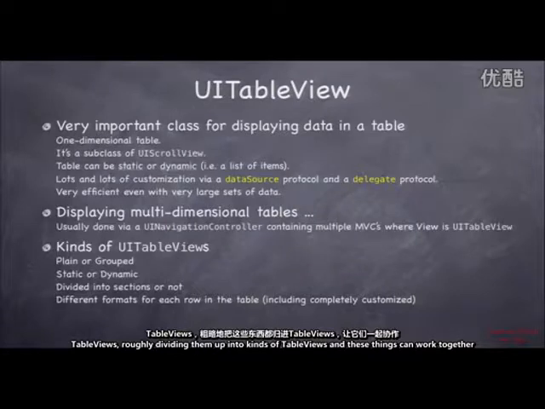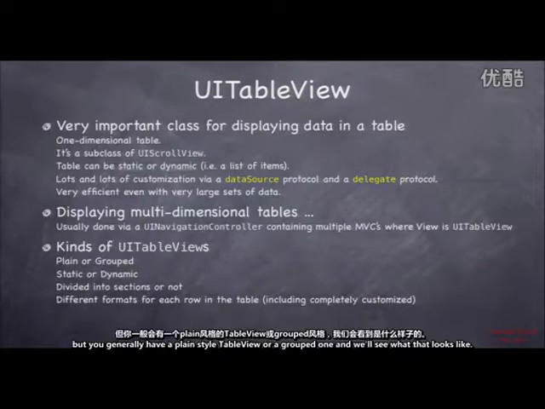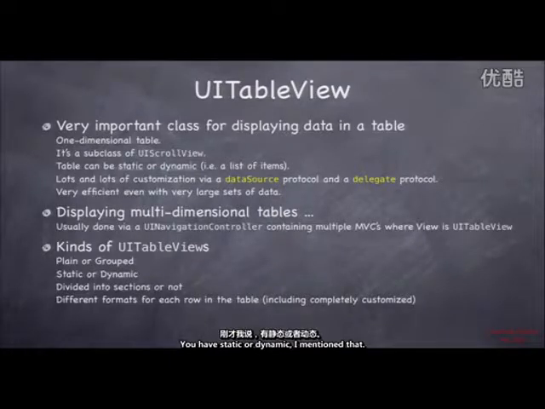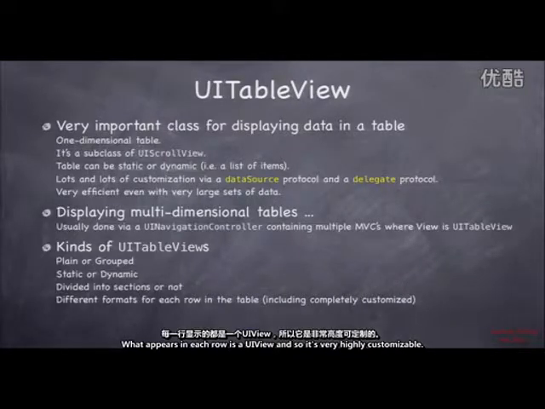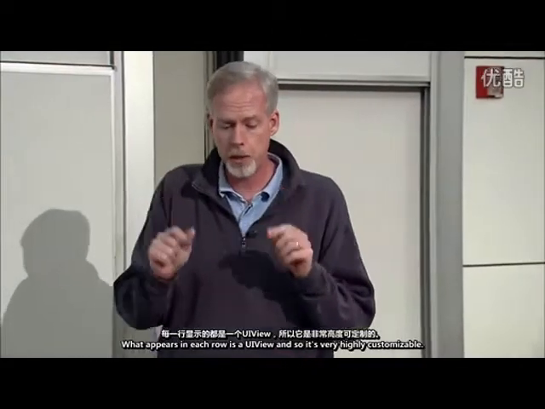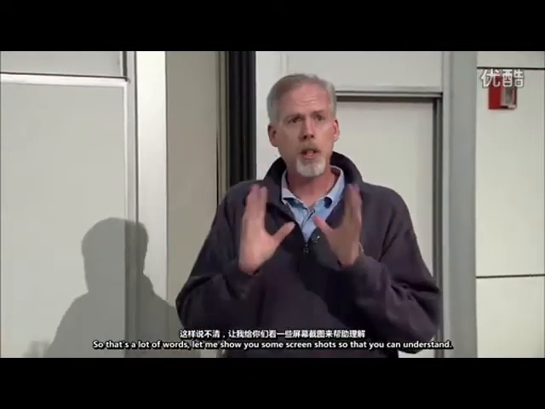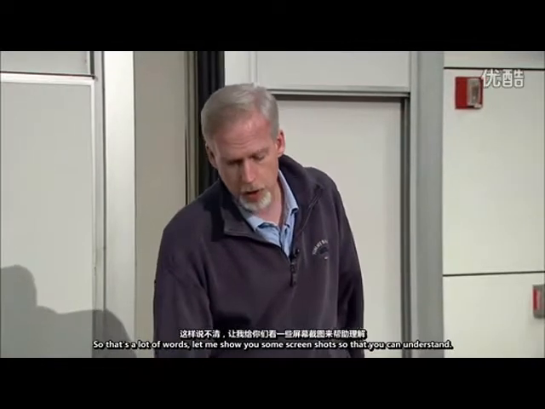The table views, roughly dividing them up into kinds of table views, and these things can work together, but you generally have a plain style table view or a grouped one, and we'll see what that looks like. You have static or dynamic, I mentioned that. It's divided into sections or not, kind of have mentioned that but not shown you. And there's also different formats for what appears in each row. What appears in each row is a UIView, and so it's very, very highly customizable. So that's a lot of words. Let me show you some screenshots so that you can understand.